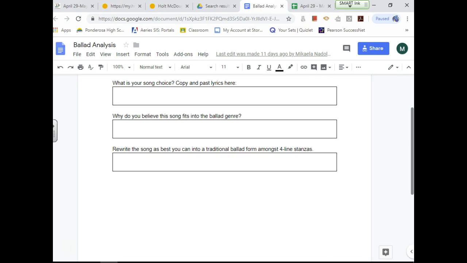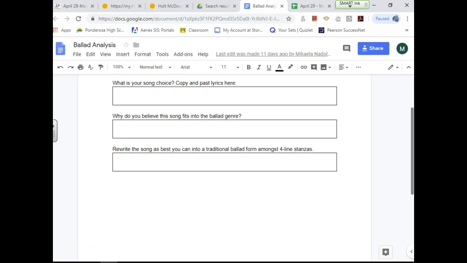And then you need to rewrite the song as best as you can into traditional ballad form. So you have to try to rewrite the content into a ballad. Does that make sense? So, like, you're writing your own song from life. Based off the content and what's happening, can you summarize that into a ballad in some way?